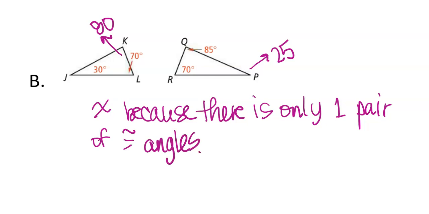These are not similar because there's only one pair of congruent angles and you need two. Okay, and we could say that as well, I guess. Okay, so super, super easy. Easy to explain. Show those missing angle measures though, so I know that there aren't any that are matching.